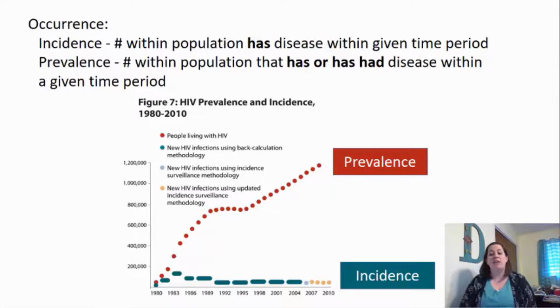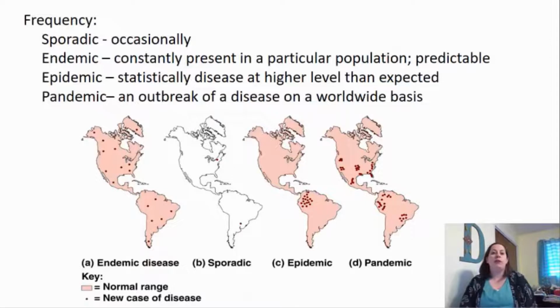Another thing we want to look at is what we call frequency. We can say that the frequency of an infectious disease could be sporadic. This means that it occasionally happens. You can see here in this picture with sporadic and B, it's not very often, and there's not a pattern to it. We can say that it is endemic. Endemic means that it is constantly present in a particular population, therefore we can see it's pretty predictable.